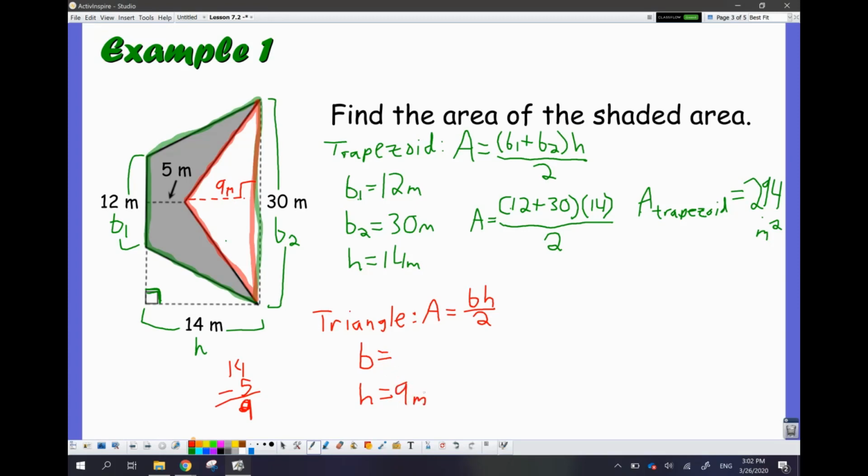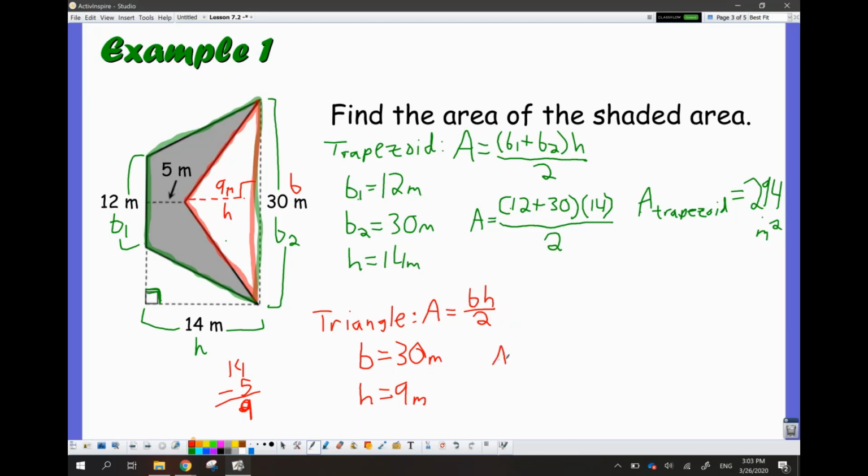Now the base of the triangle, though, if I look at the base, it starts from up here, goes all the way to down here. So the base of this triangle is 30 meters. So that base will still be 30 meters. But not because it was one of the bases up here, but because I verified that from this point to this point is still 30 meters. So now that I have the base and height for my triangle, let's find that area.